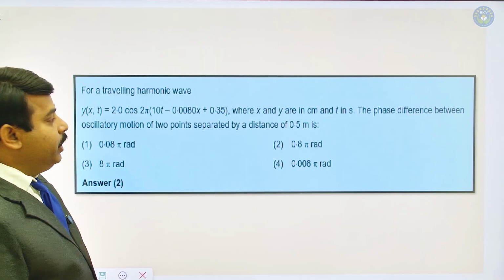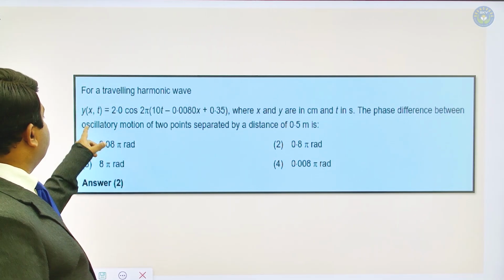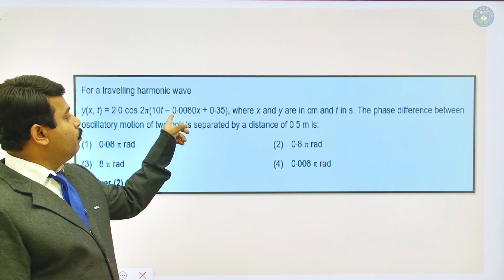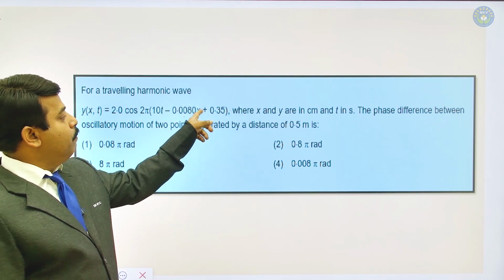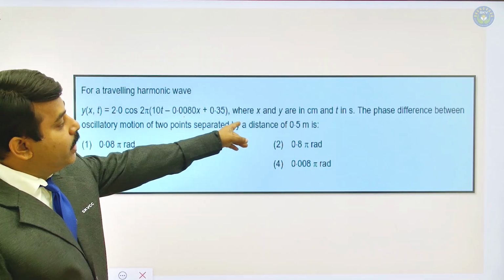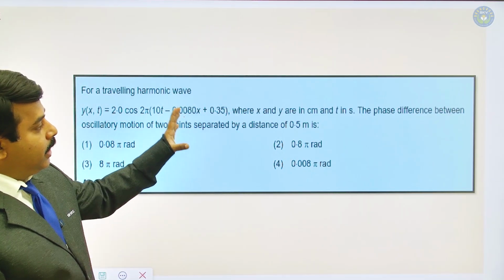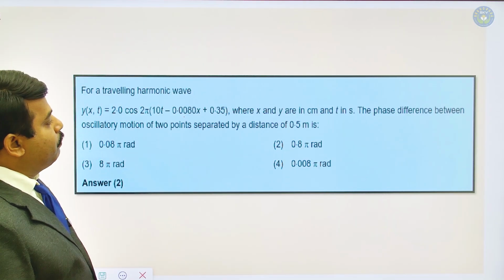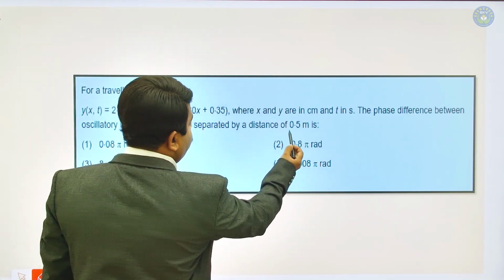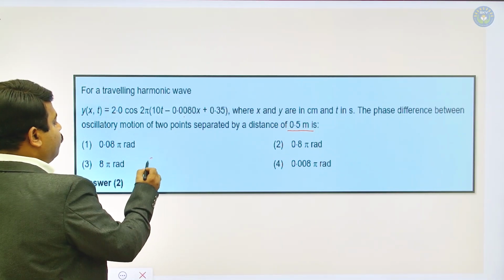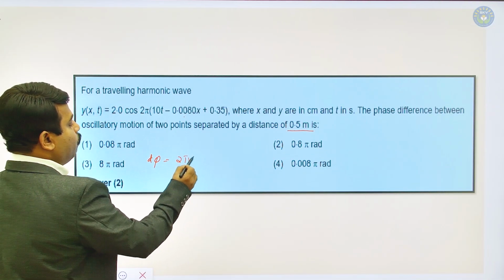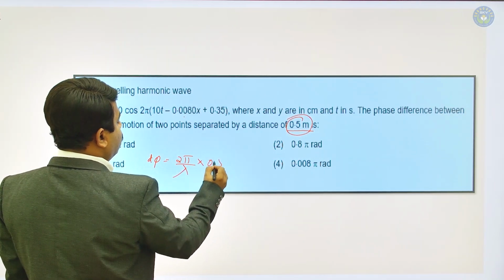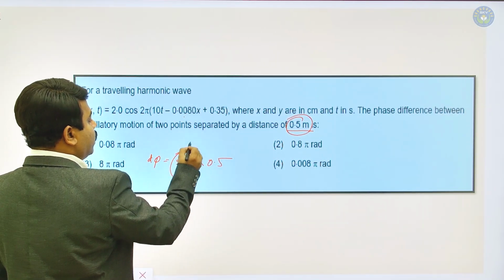Now question number 21. For a traveling harmonic wave, y of x, t is equal to 2 cos 2 pi (10t minus 0.0080x plus 0.35), where x and y are in centimeter, right? The phase difference between the oscillatory motion of 2 points separated by a distance of 0.5 meter, right? Phase difference is equal to what? 2 pi by lambda into path difference. Path difference they have given is 0.5. This 2 pi by lambda is what? That is k.